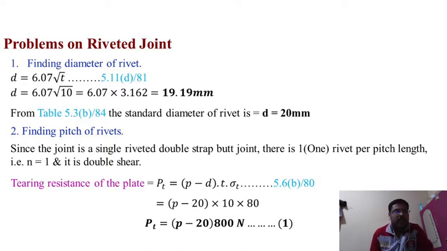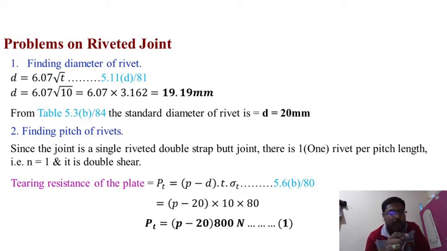Second point, since the joint is a single riveted double strap butt joint, there is one rivet per pitch length. This is very important. This is a single riveted double strap butt joint, so there is only one rivet per pitch length. That is, n is equal to 1, and it is double shear. This is very important information.